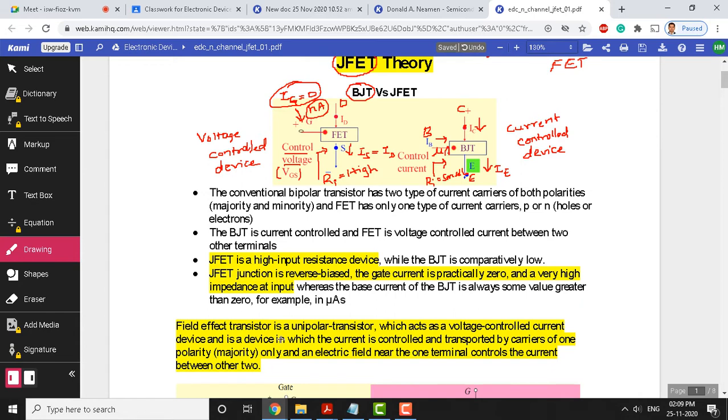Okay. So, field effect transistor is a unipolar transistor which acts as a voltage controlled current source and is a device in which current is controlled and transported by the carriers of one polarity, that is majority only, and the electric field near one terminal controls the current between the other two. Okay, this is the working principle we have told so far about the FET.